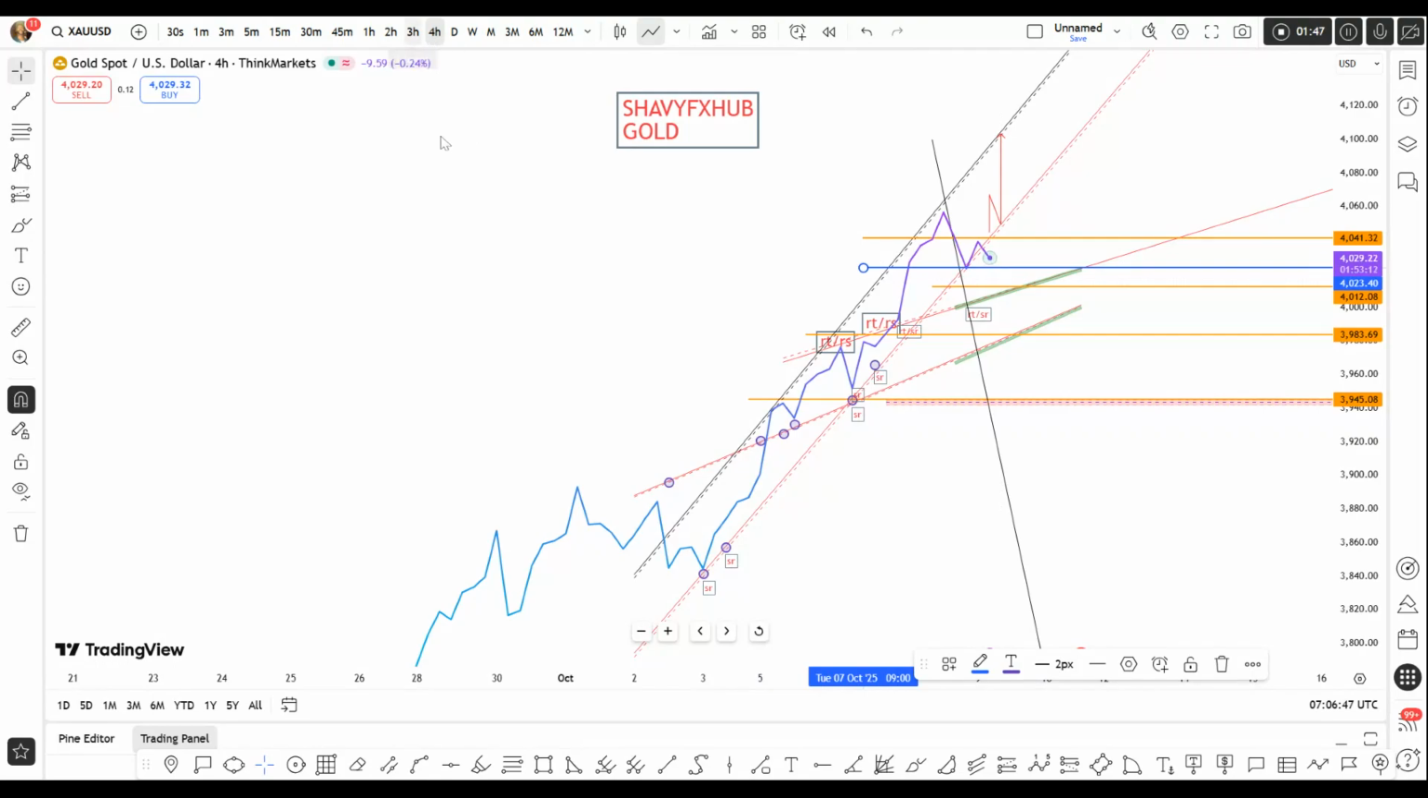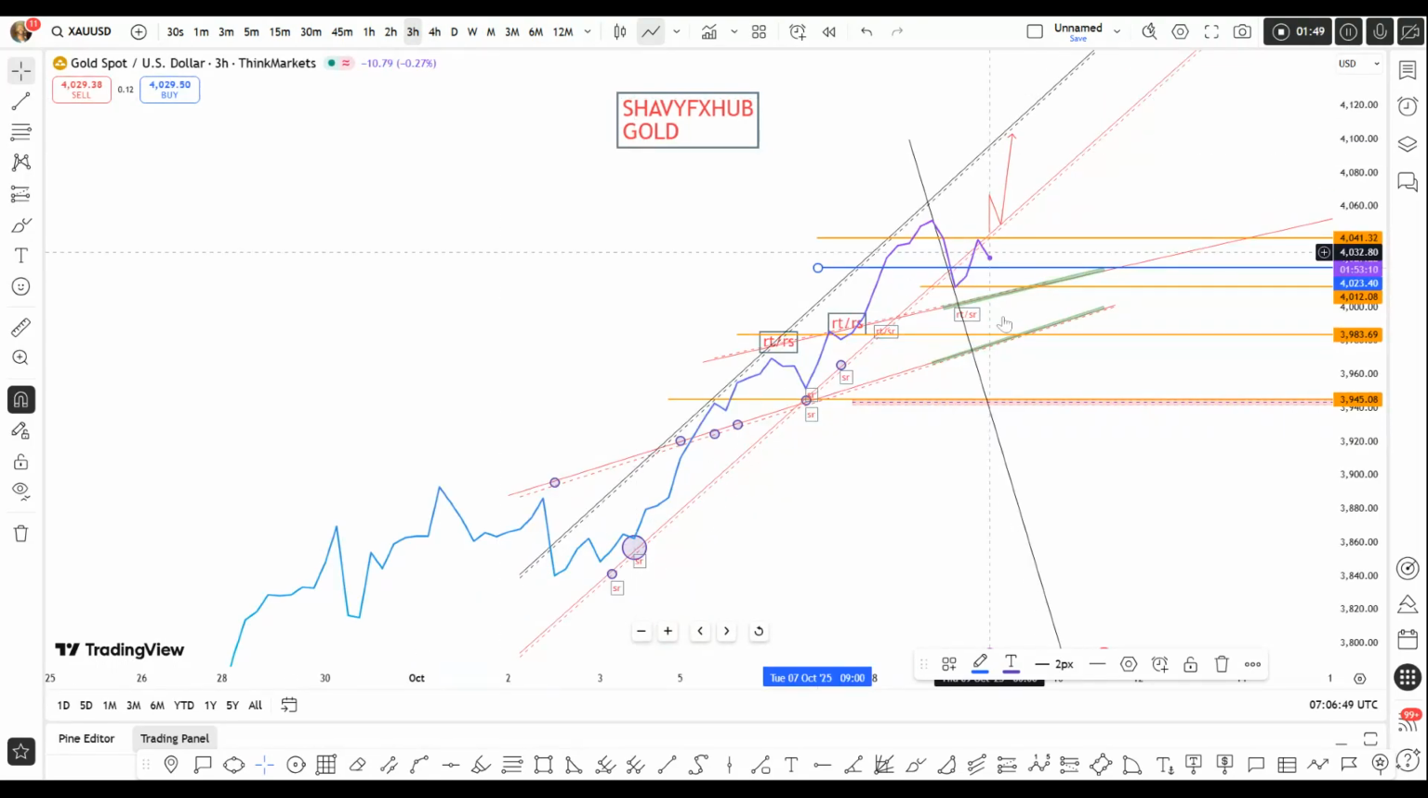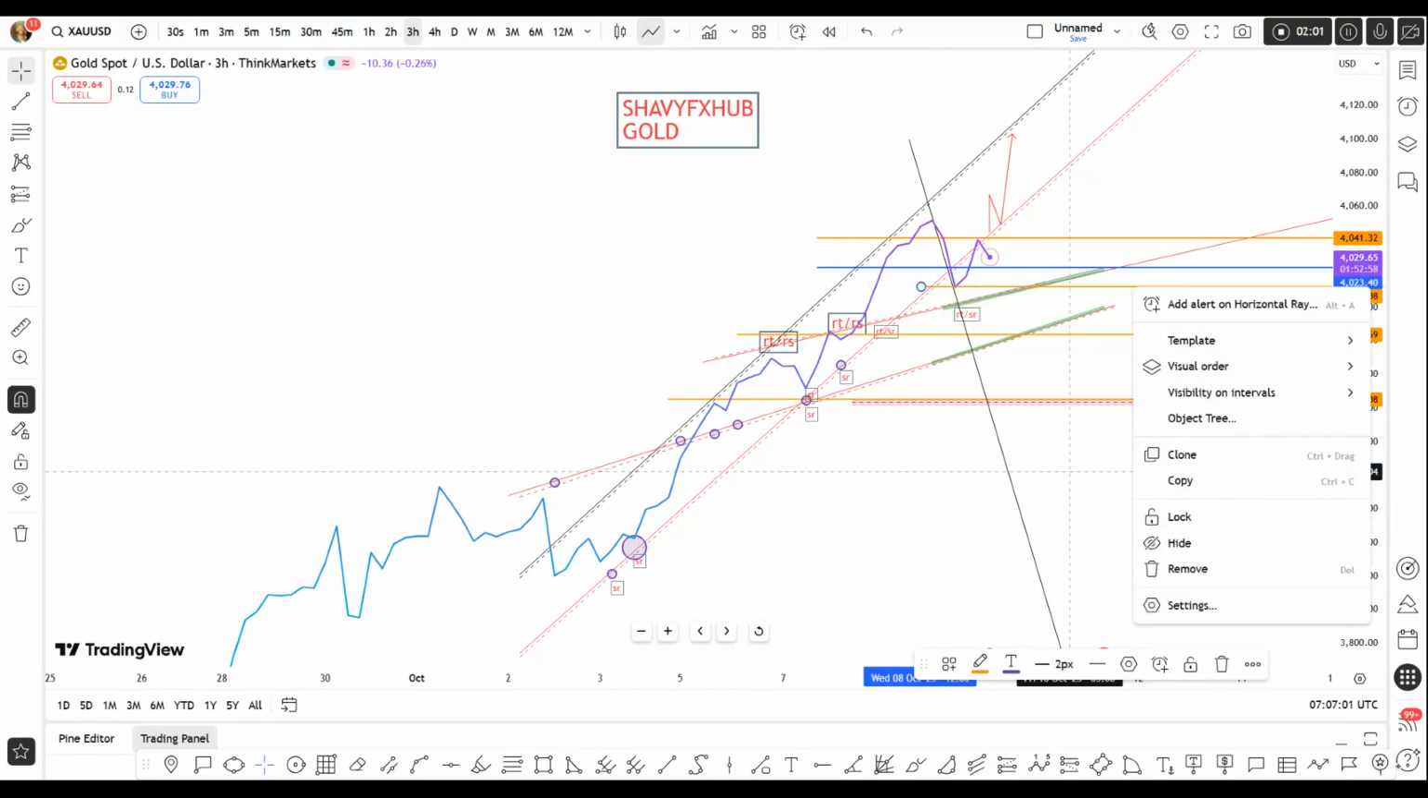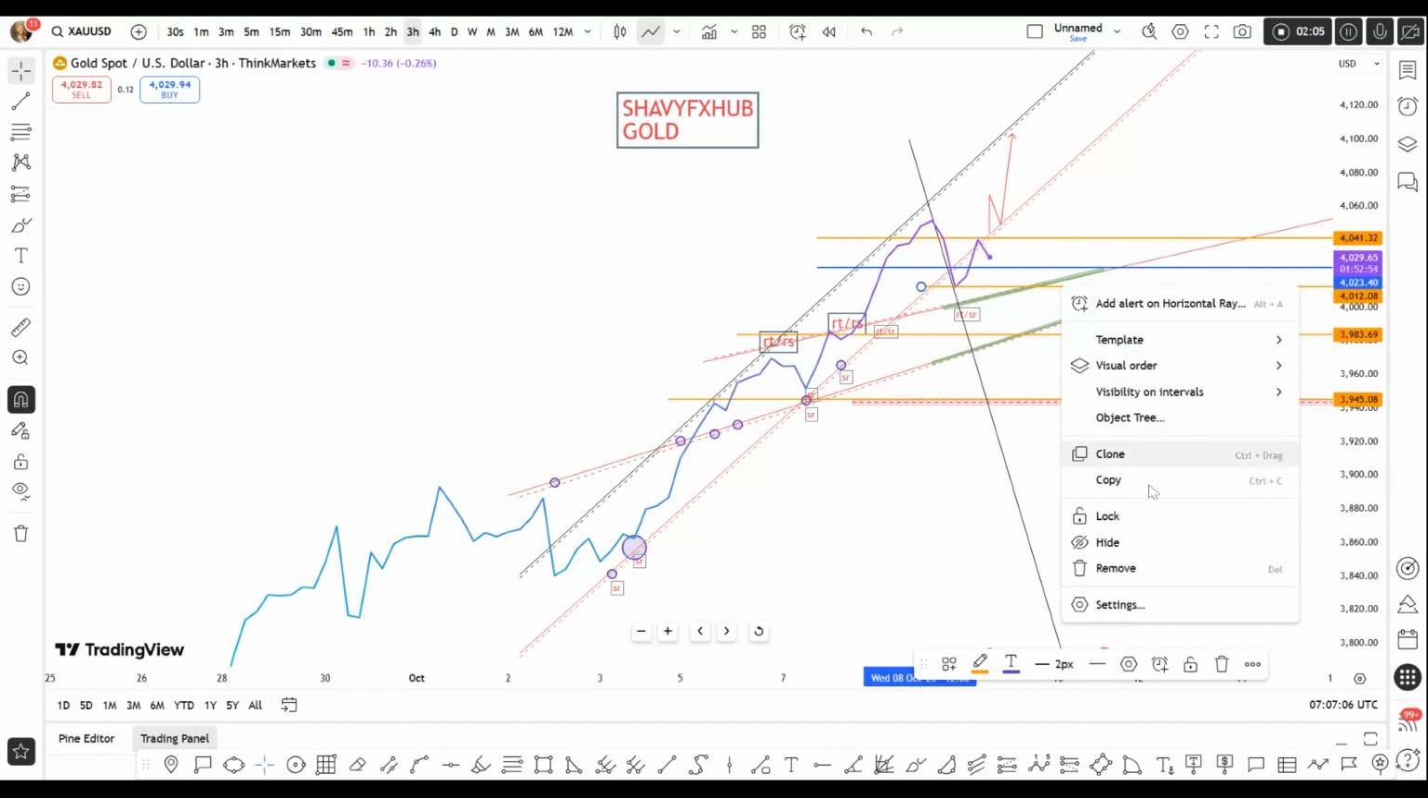Then we look back at 3 hours. On 3 hours, of course, the structure on 3 hours remains 4012. So 4012 is a buy floor on a line chart close. And so let me leave that alone.